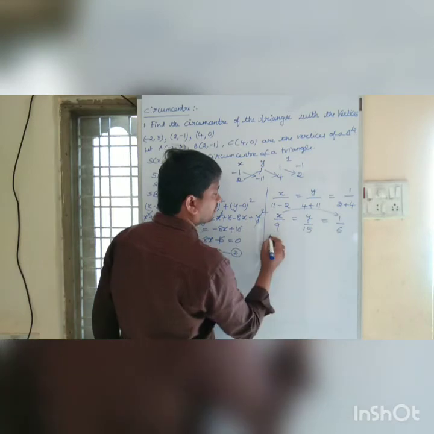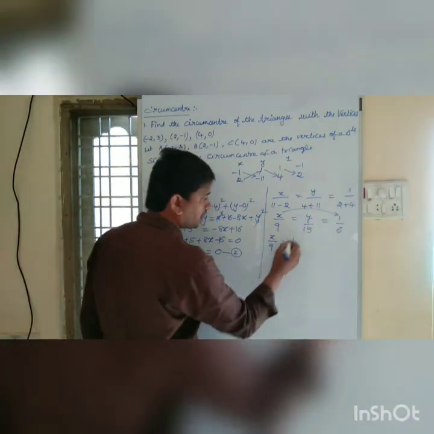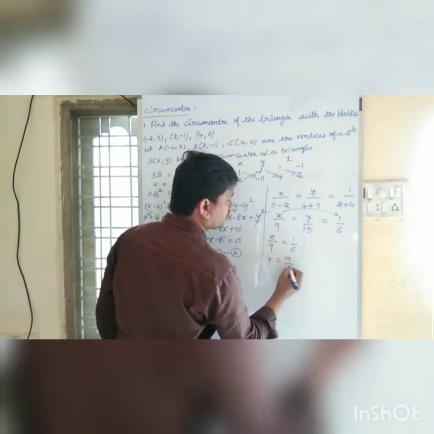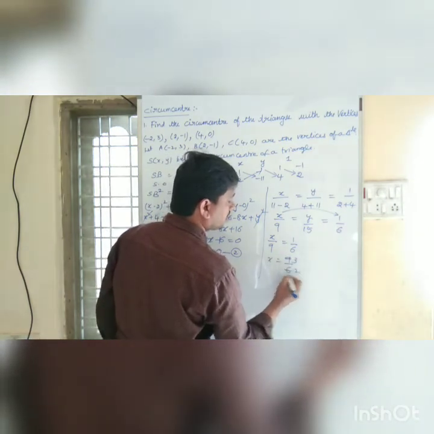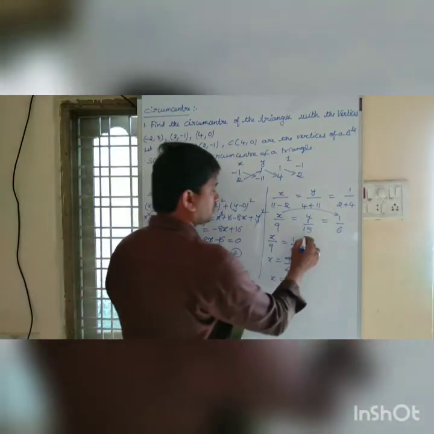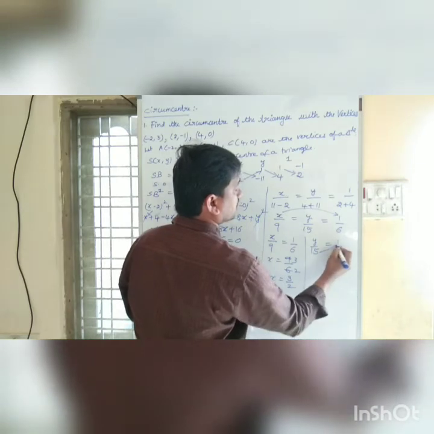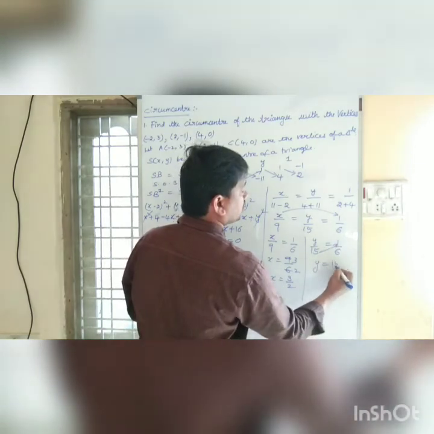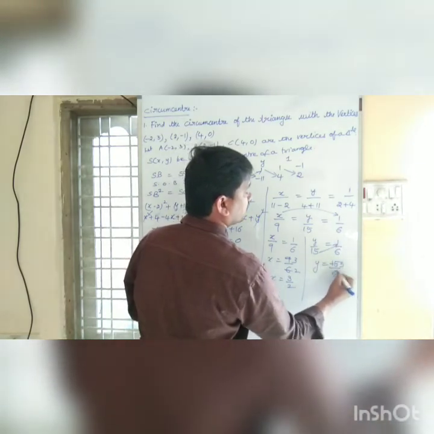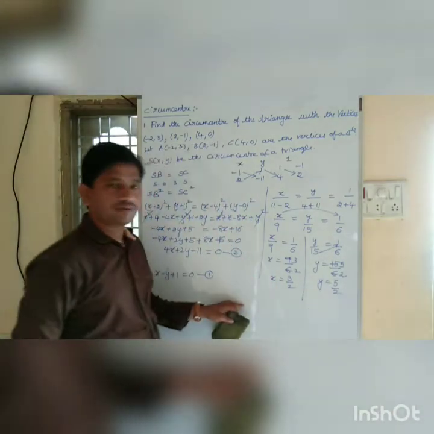Now equate x by 9 equal to 1 by 6, cross multiplication, x is equal to 9 by 6, 3 3 is 3 2 is. So what is the value of x? X value is 3 by 2. Now coming to y, y by 15 equal to 1 by 6, cross multiplication, y equal to 15 by 6, 3 5 is 3 2 is. So what is the value of y? Y value is 5 by 2.